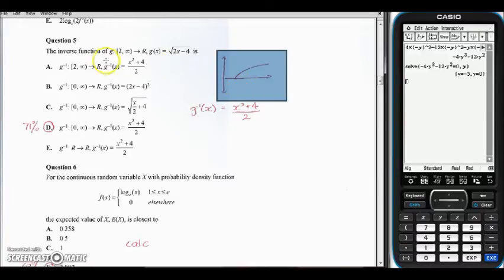But the rule for the inverse, if we switch x and y around, you should be able to do this in your head. You should be able to get that it's x squared plus 4 on 2. Okay, and the domain of the inverse is the range of the original function, so that's how we got D. So the domain of the inverse is 0 to infinity, and the rule is x squared plus 4 on 2. At the very least, you should be able to narrow it down to A, D, or E, and the clever people would have gotten that the domain was 0 to infinity.